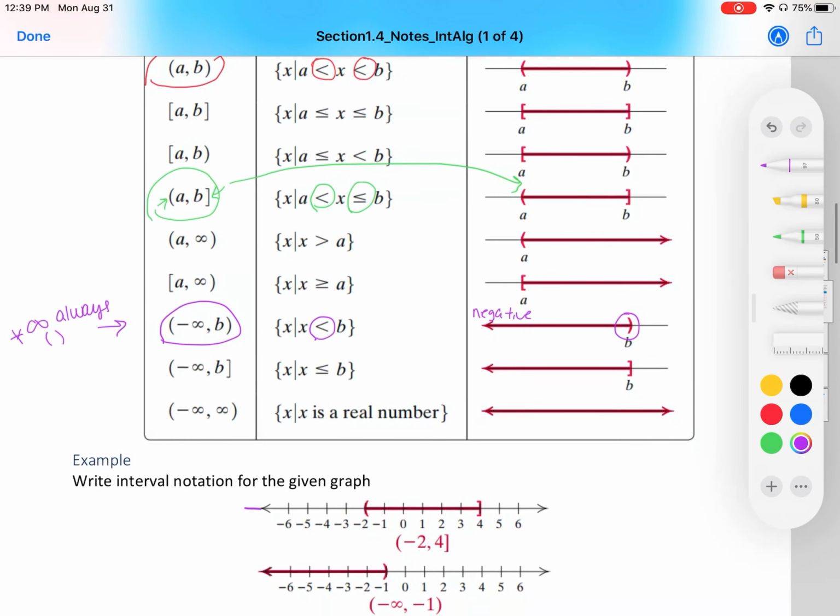And the last case that I want to talk about is, what if your answer is the entire number line? Well, that would be all real numbers. In set builder, we'll just write all real numbers, and our entire line will be highlighted.